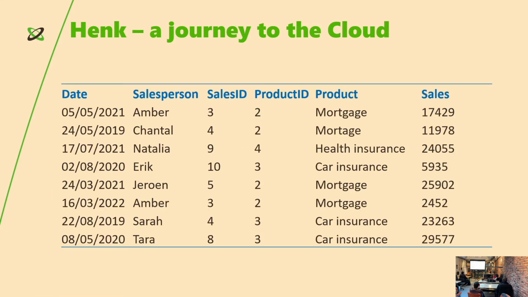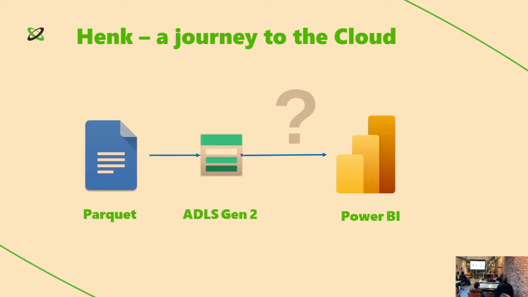What does this data look like? So we can see the date on which the sale was closed, the person who closed the sale's ID, and the product ID, of course. Makes it easy to look it up. What the product is called, might be a mortgage, might be health insurance, and the sales amount. These salespeople have been really busy, right?